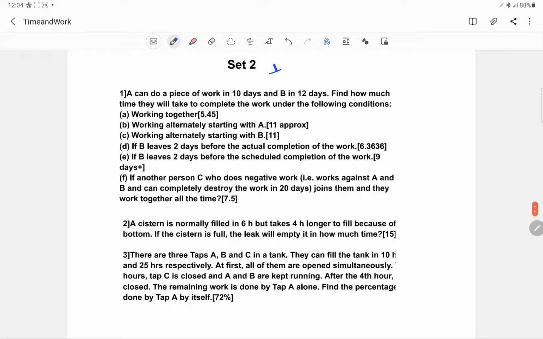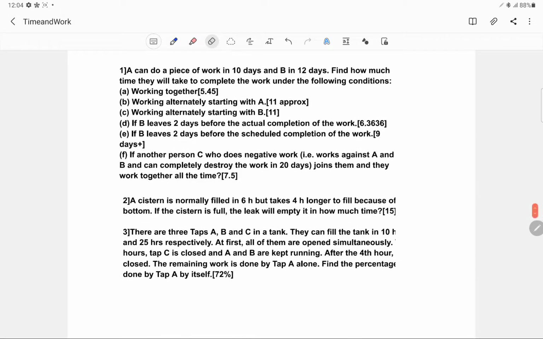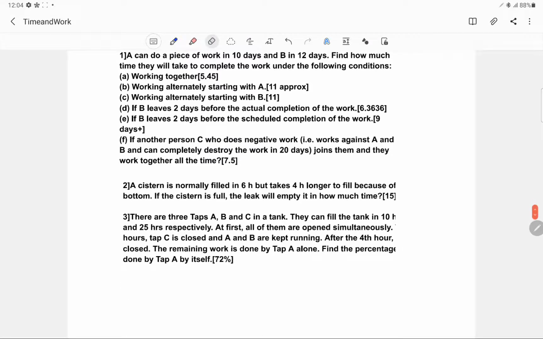So A is working in these number of days, B is working in these number of days, and what would be their combined work, what would be the work done alternately, if someone left or if some more people come in, and all that stuff. Along with that, questions of leaks or taps are also given. This first question is a very good question. You'll get almost everything regarding work done from that. So let's do this.